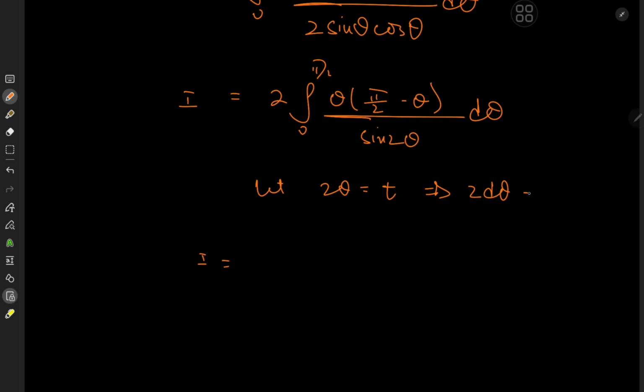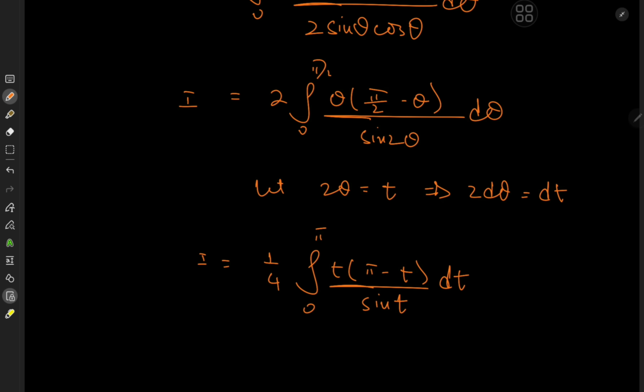So we know that 2 times d theta is dt, and we do have 2 times d theta, of course. The limits transform to 0 and pi. We have dt over here, and t over 2 times pi over 2 minus t over 2. And of course you could factor out the 1 over 2 from here, multiply that with another 1 over 2, and then you have a factor of 1/4 outside. So t times pi minus t over sine of t dt. That's our integral, but now what?